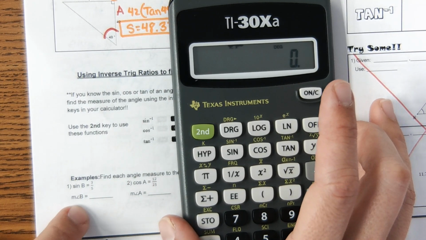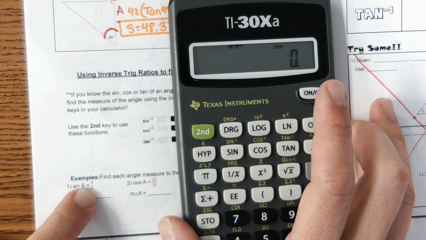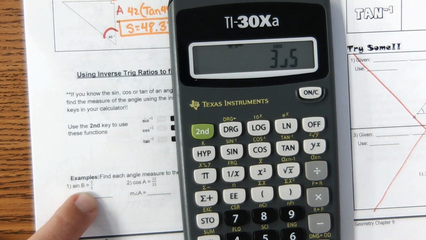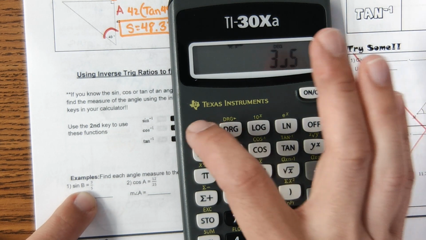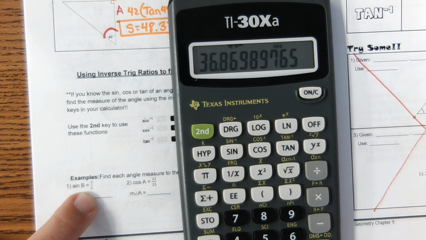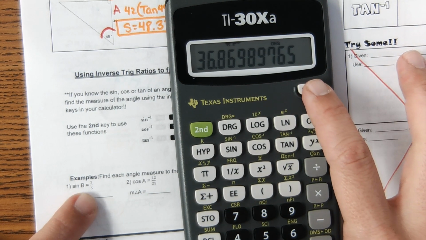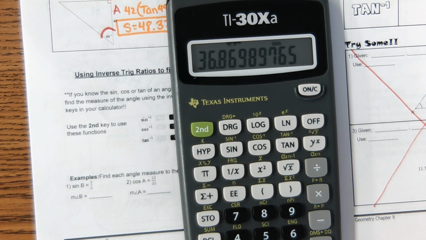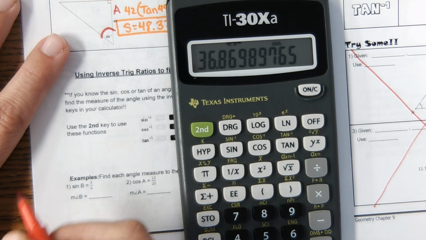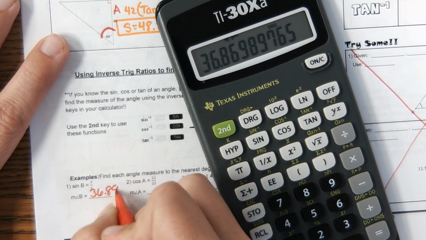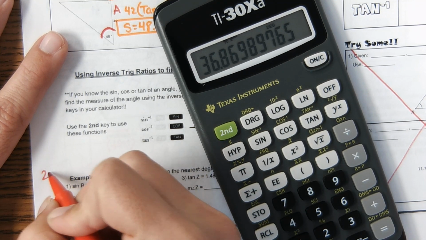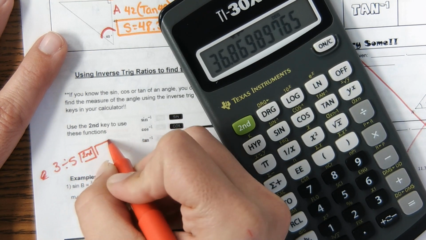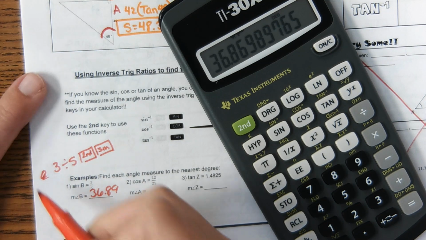So here, it wants us to practice that. It says sine of b equals 3/5. So we're going to do 3/5 and then second sine, and it will give you the answer. So I put in 3/5 and then second sine. And it comes out to 36.89. Or you could do 3 divided by 5, that would work too, and then I hit second sine. And that's how I got that.